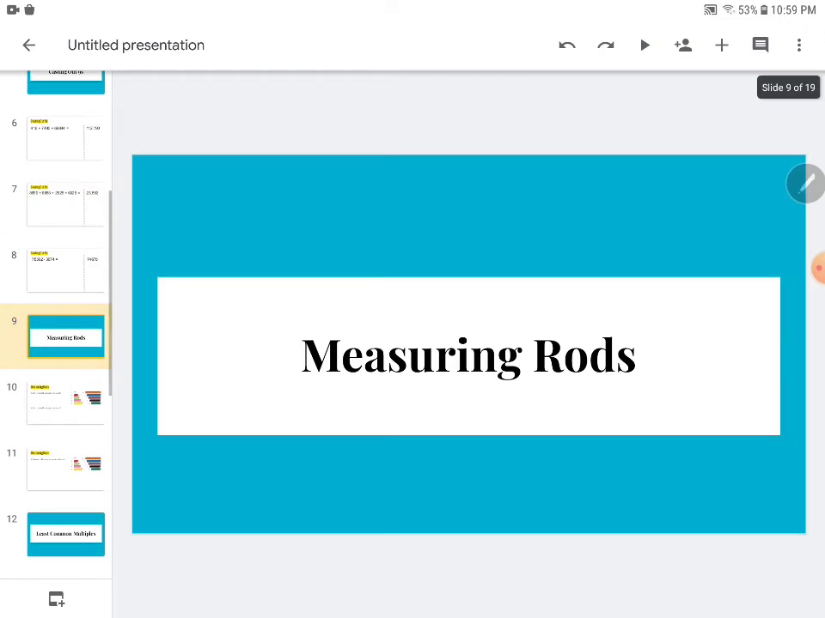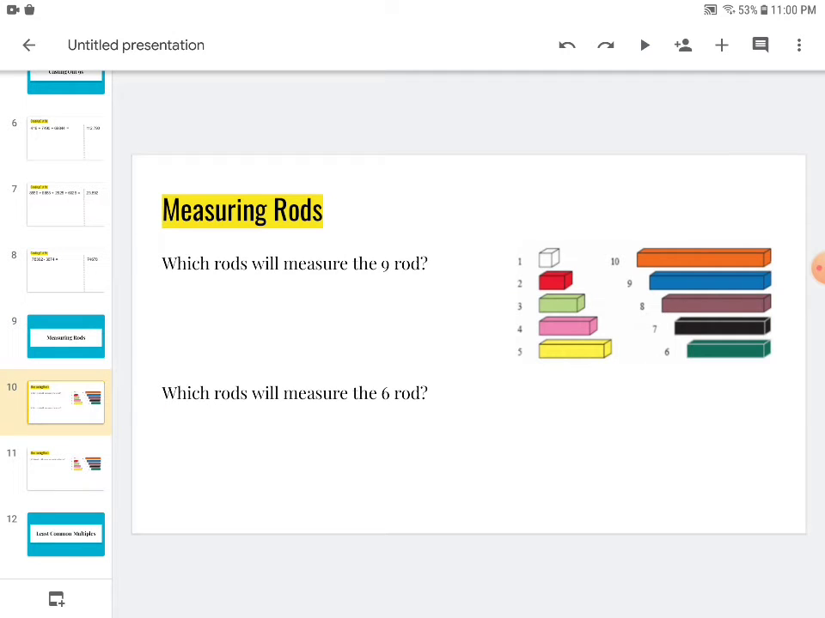For our next problem, we're going to go ahead and focus more on measuring rods. This is really easy. It's actually just finding different factors of different numbers and what rods can build what. So for our first question, we're presented with which rods will measure the 9 rod. Well, we can focus on these rods.